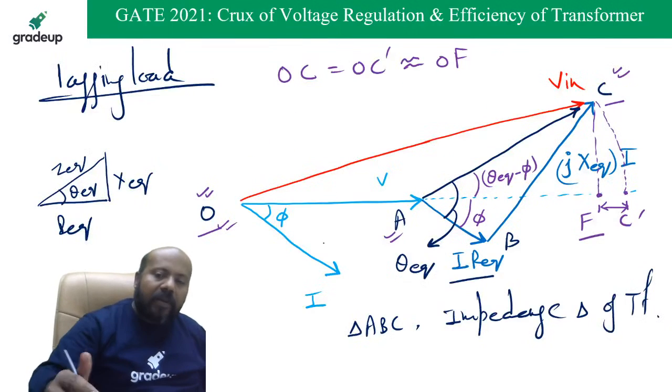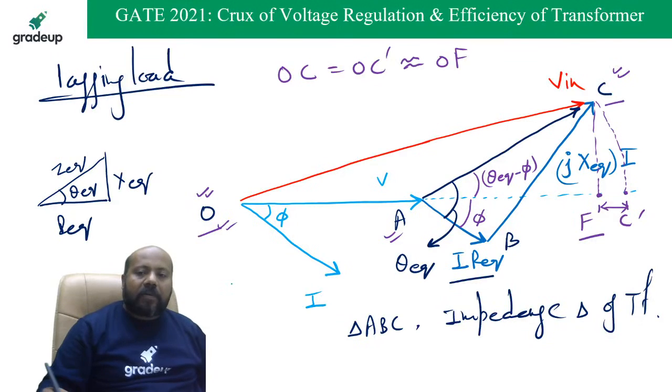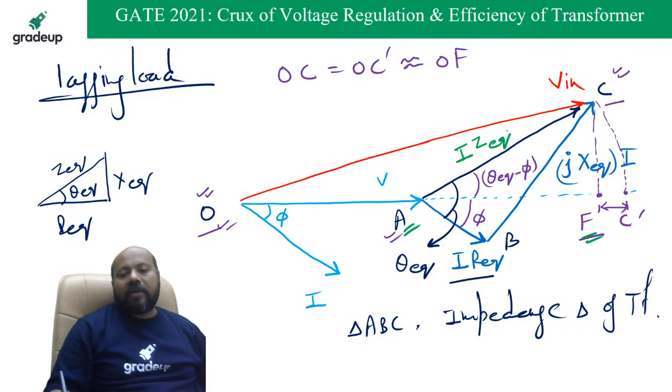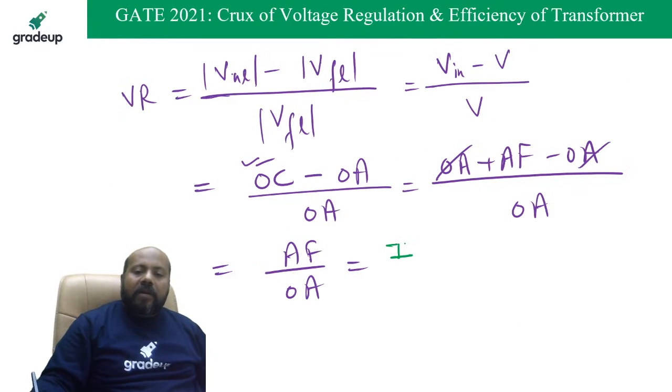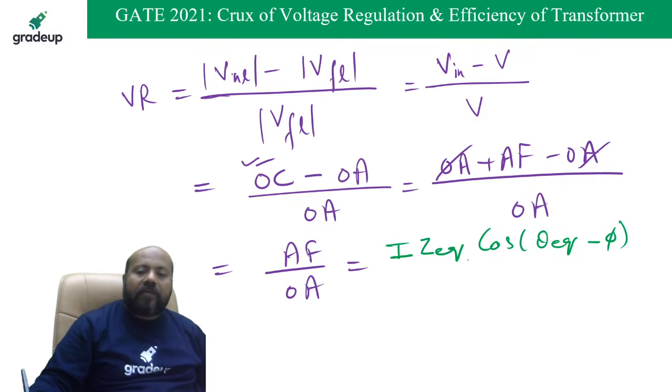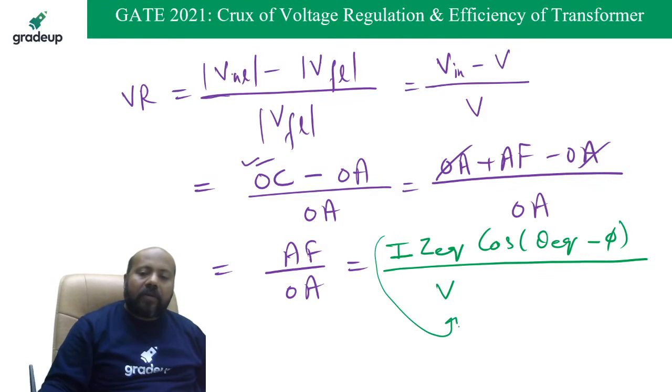What is AF? You tell me. This AF is going to be the projection of AC. What is AC? This is going to be IZ equivalent. This is IR equivalent. This is jIX equivalent. So this is IZ equivalent. So the component of IZ equivalent on the V axis will give you AF. So AF you can write as IZ equivalent cos of theta equivalent minus phi, divided by what is OA? It is simply V. Now this I am going to take below this V.